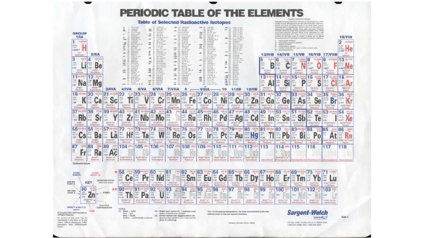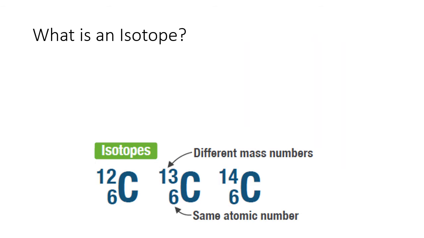Here we have a periodic table, and again in the cells you can see the atomic number in the upper left and the atomic mass in the upper right. This one also has a table of radioactive isotopes, and you can't really see on here, but in that table there are many isotopes of these elements that are radioactive, meaning that they undergo decay.